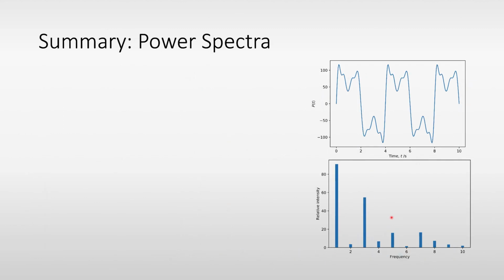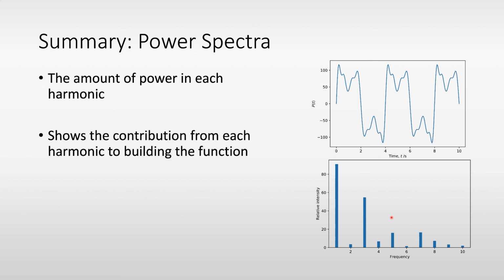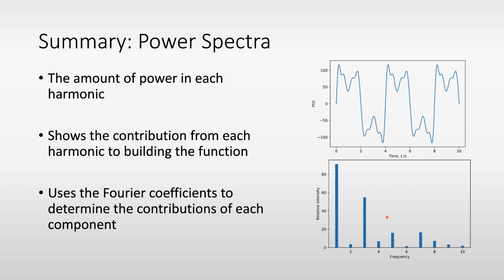In summary, power spectra is quite a simple idea, but what it does is it allows us to, at a glance, determine the amount of power in each harmonic, and it's derived from that Fourier series for that waveform. It shows the contribution from each harmonic towards building that function, and the power spectrum is fundamentally built from those Fourier coefficients, which allows us to determine the contributions of each component.